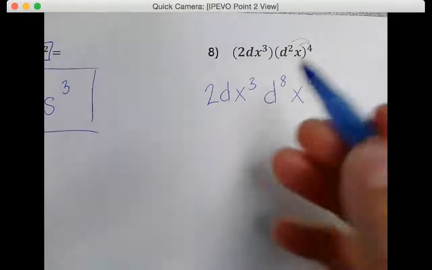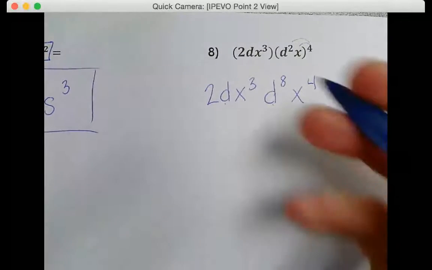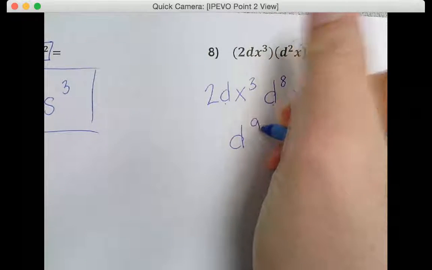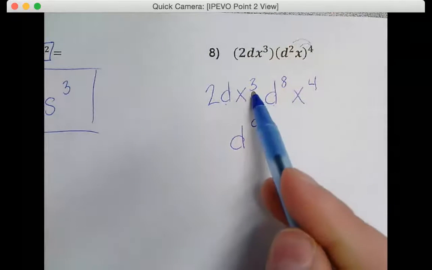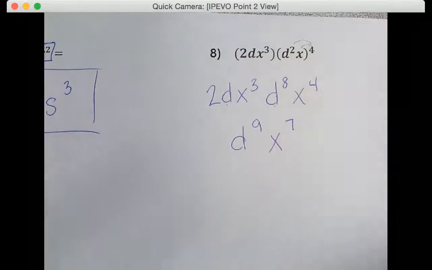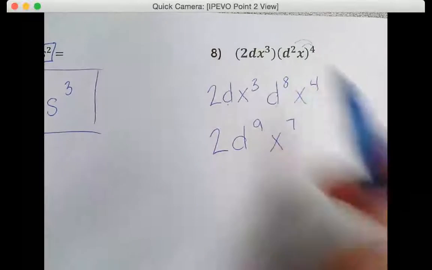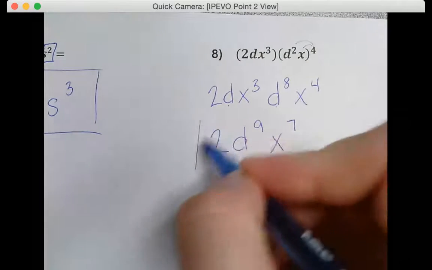All right, we can combine like terms. So we have 1d here, 8 d's here. So that's a total of 9 d's. And we have 3 x's plus 4 x's, 7. Okay, go ahead and bring this 2 down. It's the only coefficient. We can't combine it with anything else.